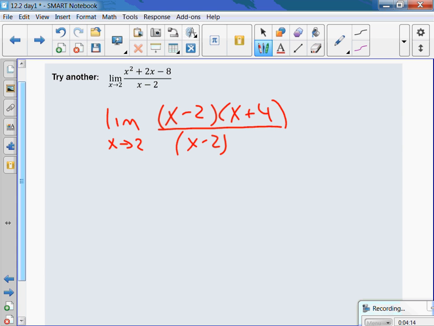So, step 2. Divide out those common factors, leaving me with the limit as x approaches 2 of x plus 4, which gives me an answer with my direct substitution of. This stuff's easier than yesterday, right? Yeah.